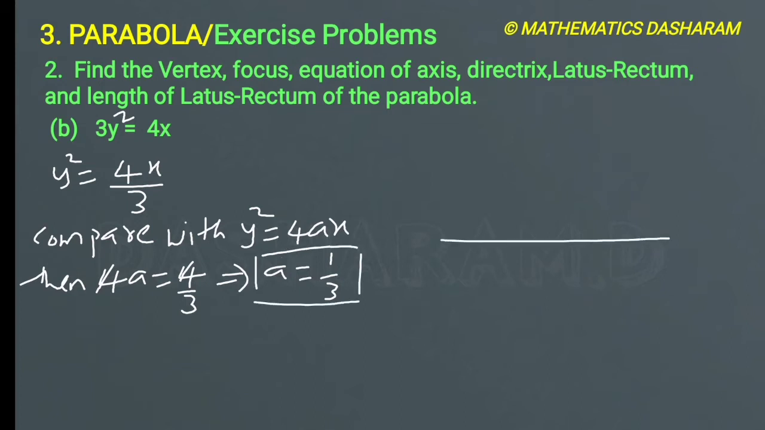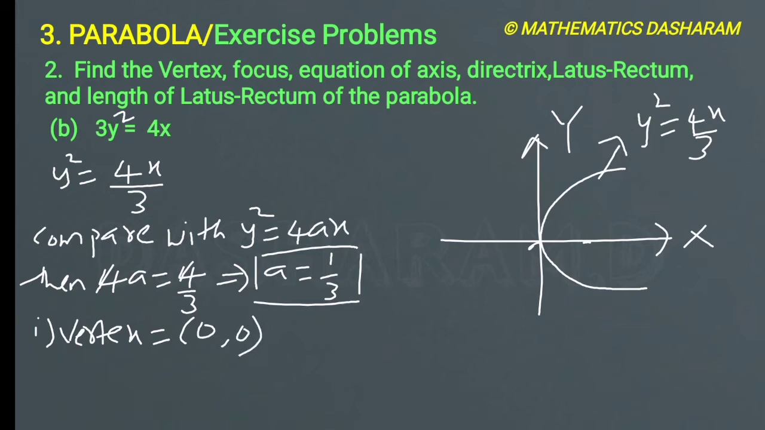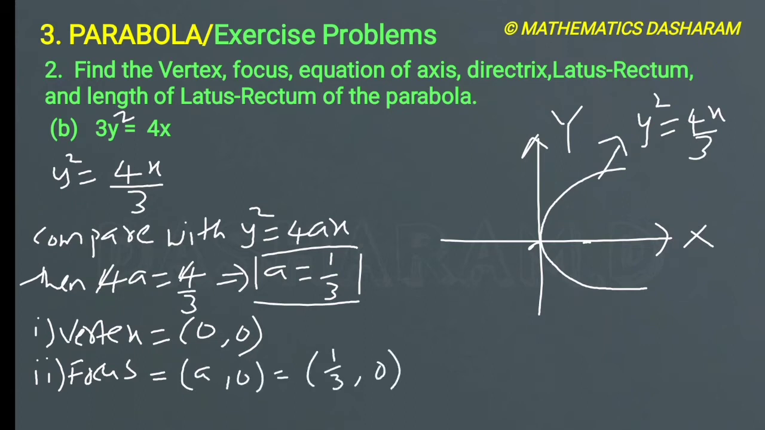Let's draw the diagram. Here x-axis, this is the y-axis. So the given question is a right parabola figure. So its name is y square equals 4x divided by 3. So here is the fixed point, that means focus, and this is the vertex, that is the origin. The first one is vertex. Vertex is origin 0, 0. Second one is focus. Focus is a, 0. So then a value is 1 by 3, 0.